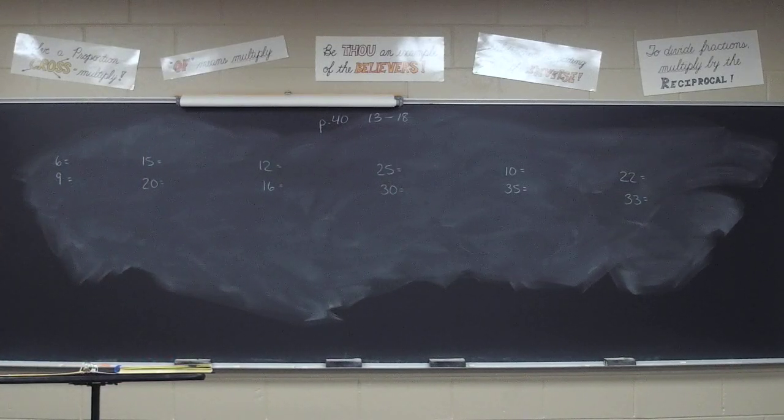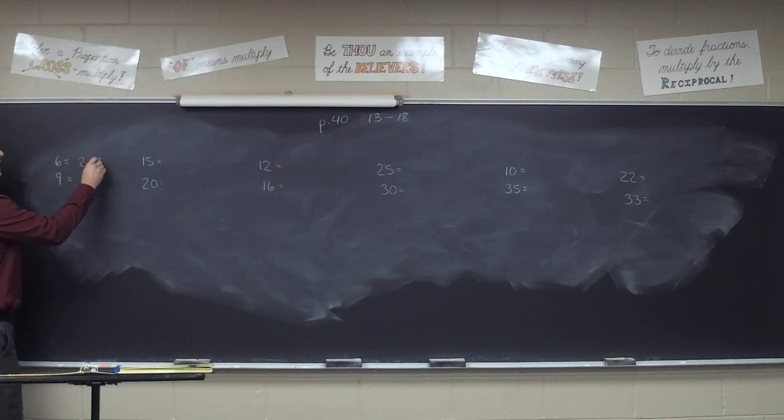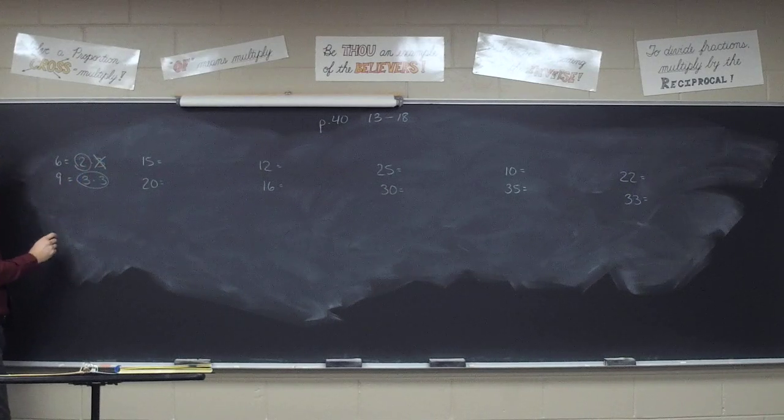All right, pencil down. Look this way. For number 13, how did you factor the 6, Michael? 2 times 3. And the 9? 3 times 3. Winner, winner, loser. What's the LCM? 18. 18. Look at the next one.